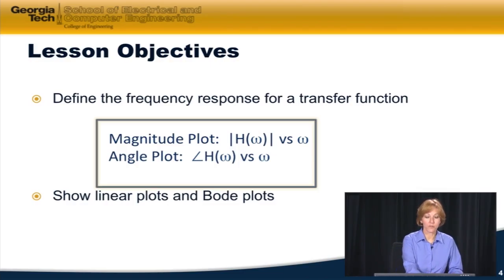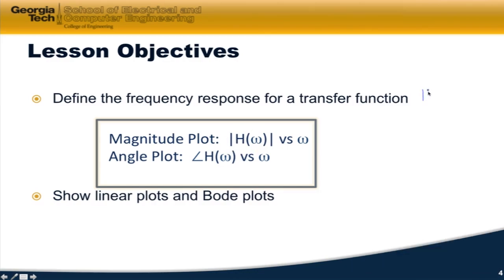A frequency response is a magnitude plot of taking the transfer function H of omega. We want to take the magnitude of H versus omega, plot it that way, and the angle is the angle of H versus omega. H is a complex variable. And then we want to show the linear plots and bode plots corresponding to the frequency response.